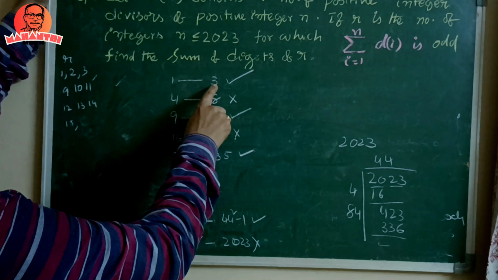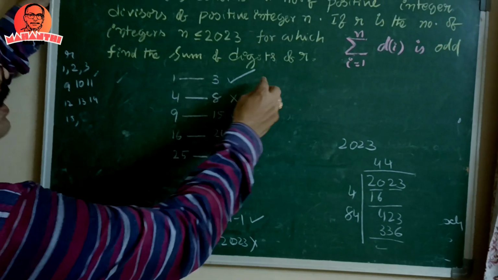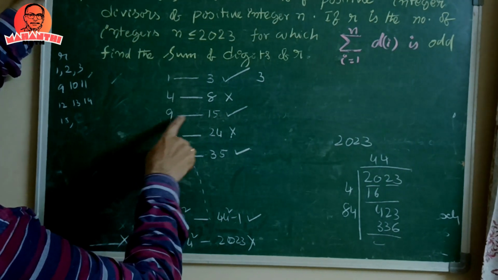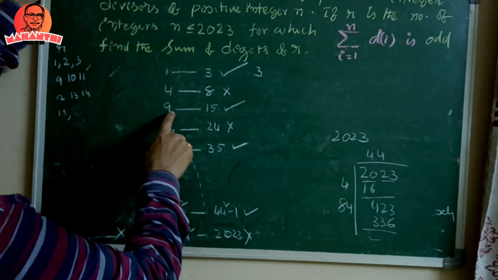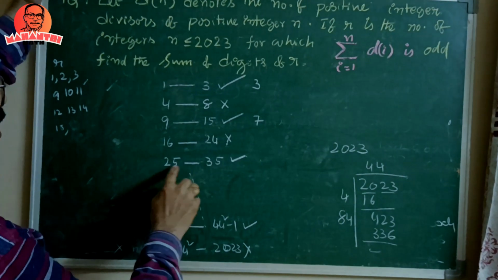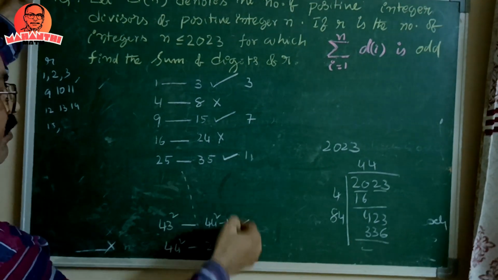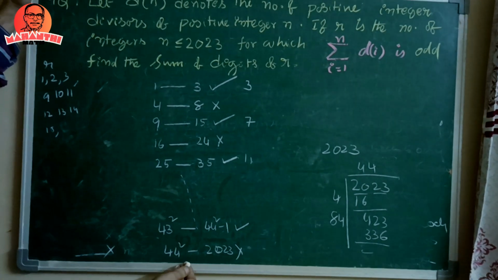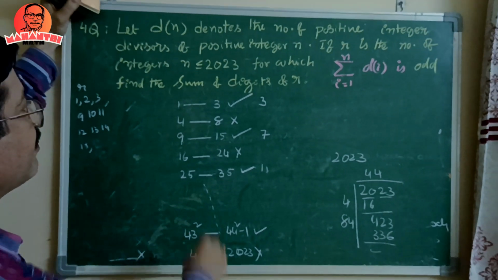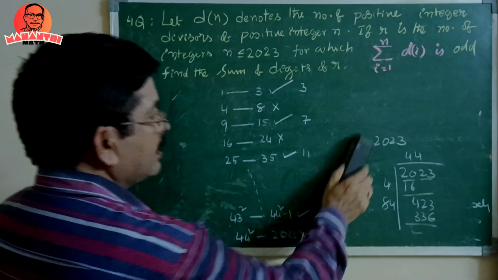Here 1 to 3 we have to take. 1 to 3 means 3 numbers only. Am I correct? And 9 to 15 means what? 9 to 15 is 7. 25 to 35 is 11. Like that we have to calculate. But is it possible to calculate up to this one? It is not possible. That's why I will develop one general form.